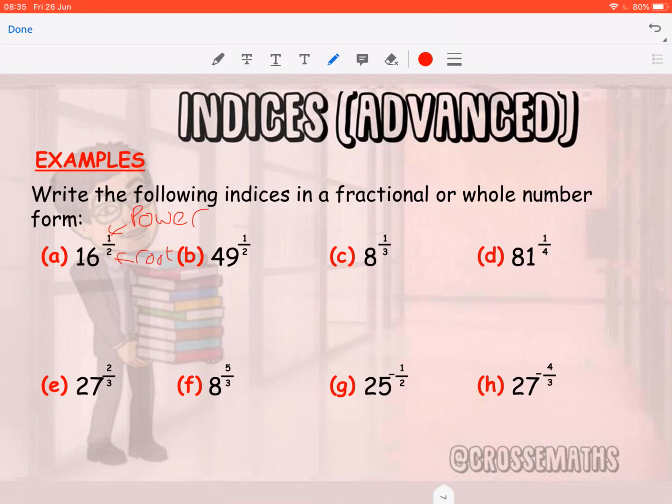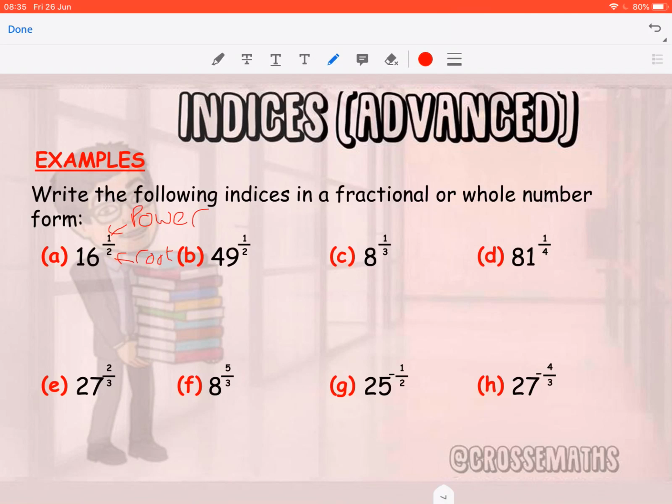So if it's a 2 on the bottom, it's a square root. If it's a 3, it's a cube root. They may go bigger than a 3. They may go to a 4, which would be quartic root. We'll get to that in a little bit. So the power, if it's a 1, it doesn't matter at all. Okay, the power, not important.